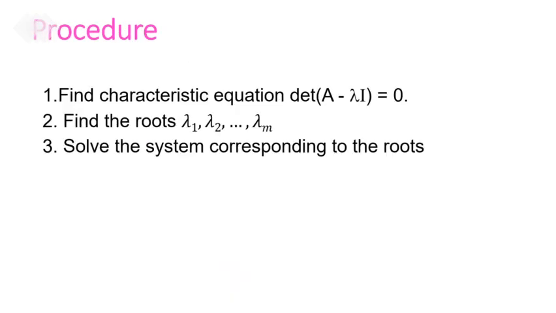Okay, procedure to solve eigenvalue and eigenvector. First, you have to find the characteristic equation, so determinant A minus lambda I equals 0. And then solve this determinant, and find the roots. What is the value for lambda? And then solve the system corresponding to the roots. So this system is based on what lambda you will get.